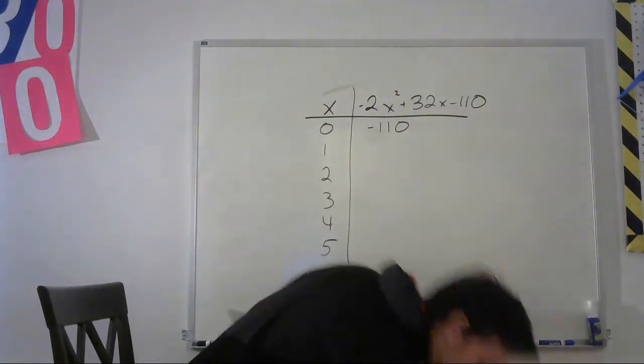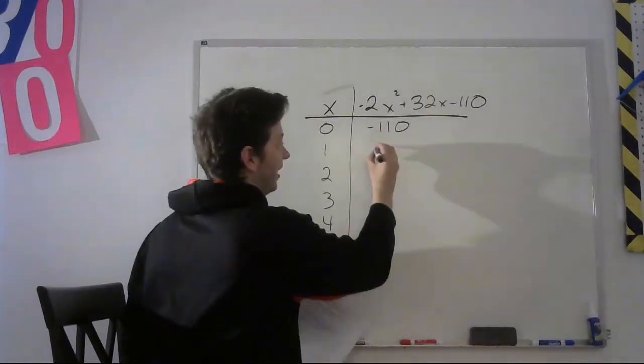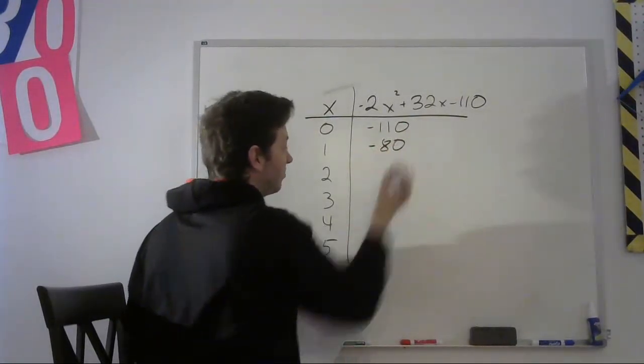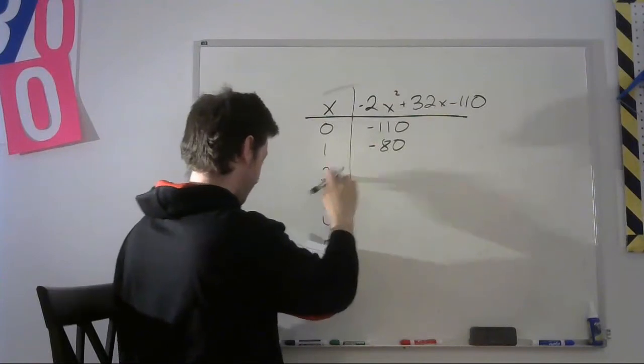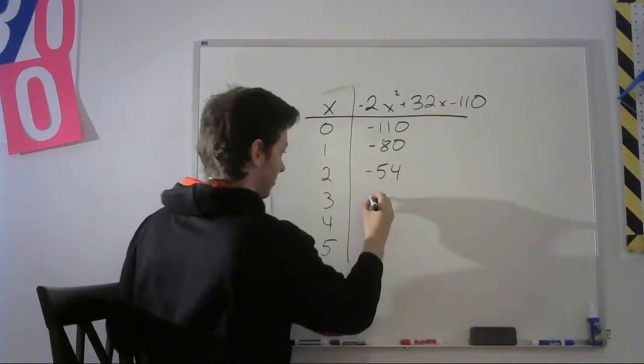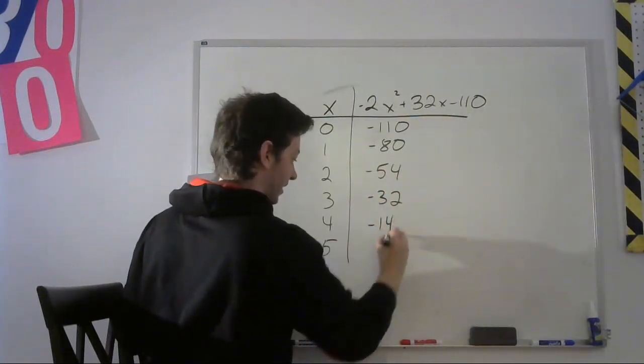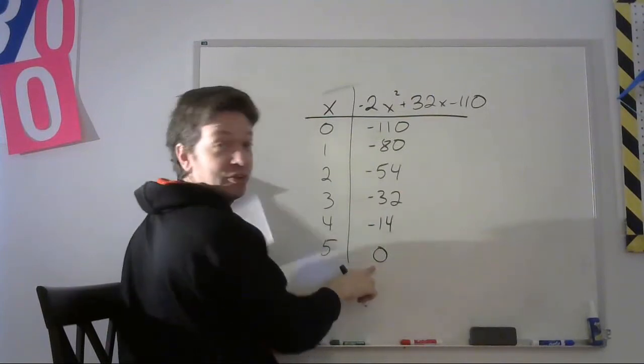If you plug in 1, well, you can try this. Make sure you get the same answer as I do. I got minus 80. If you plug in 2, minus 54. If you plug in 3, minus 32. And so on, minus 14. And then I got a 0 at 5.